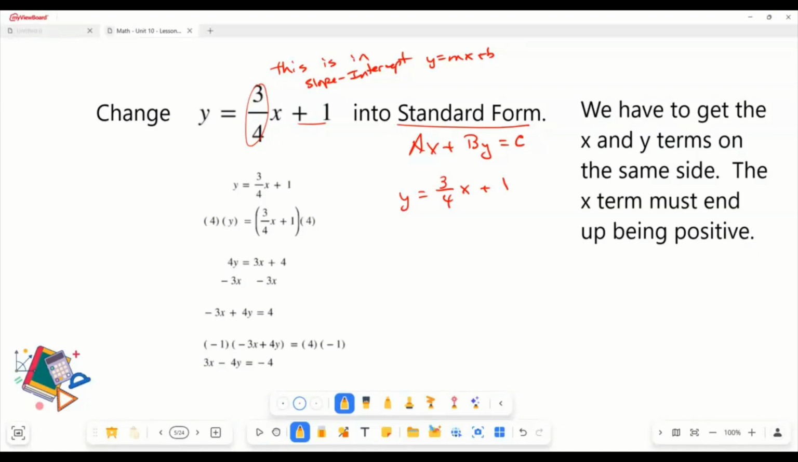That way it's gone. We've talked about this before. You can get rid of a fraction by multiplying by the common denominator. Well, that's the only denominator. All the others, the denominator is 1. So the common denominator is 4. So I'm going to multiply that entire side by 4 and this entire side by 4. 4 times y is 4y.